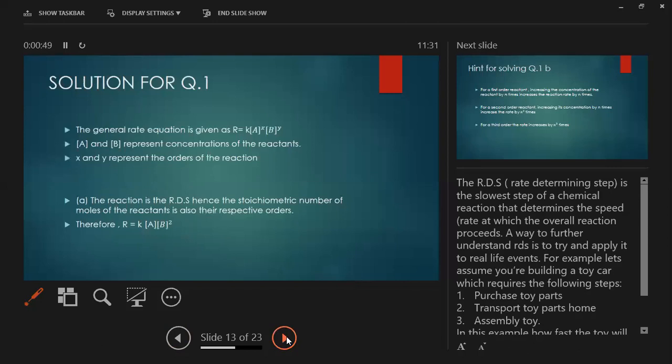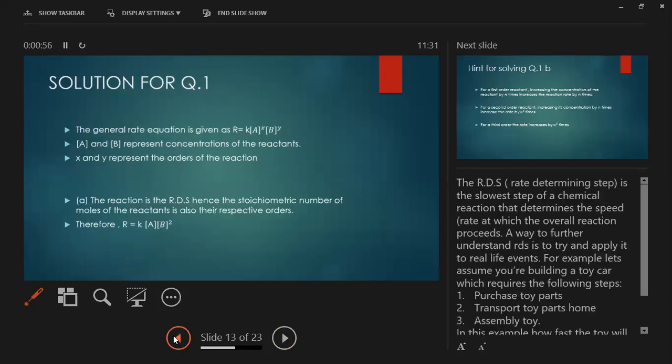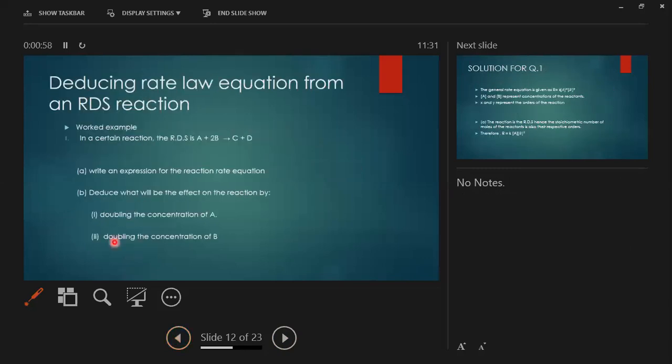Okay. So we come to the second part of the question, which says, what will be the effect on the reaction when we double the concentration of A.